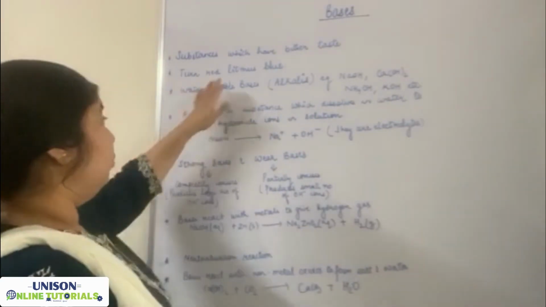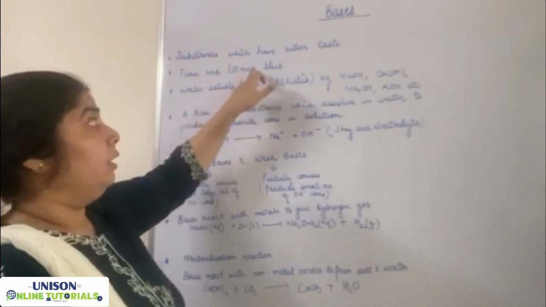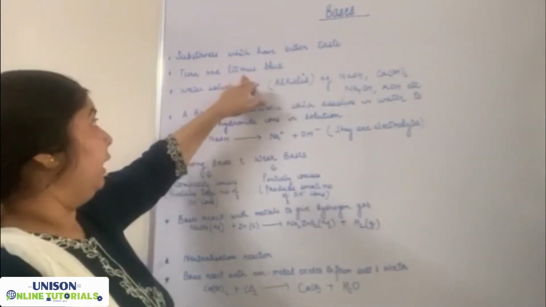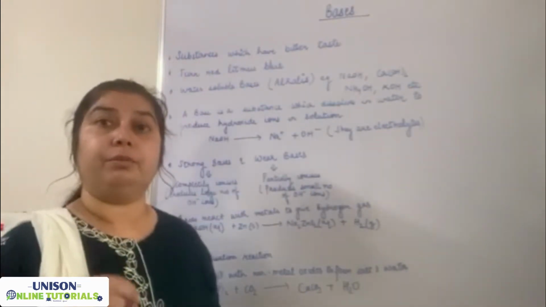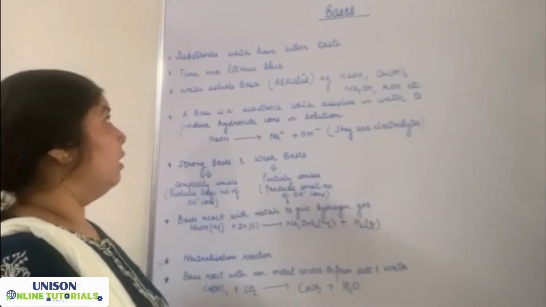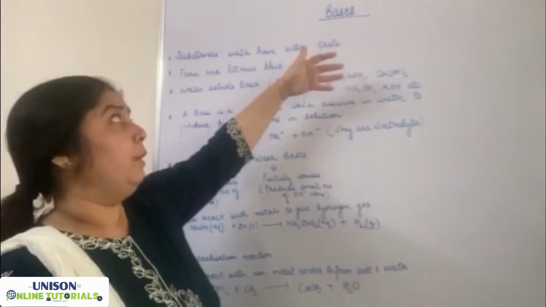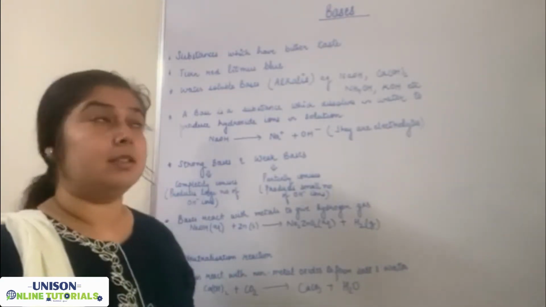So the most common indicator was litmus. What is the property of a base? That it turns red litmus to blue. So litmus is an indicator which turns blue when we put it into a base. This property is also quite narrow, because we cannot just test each and every base.